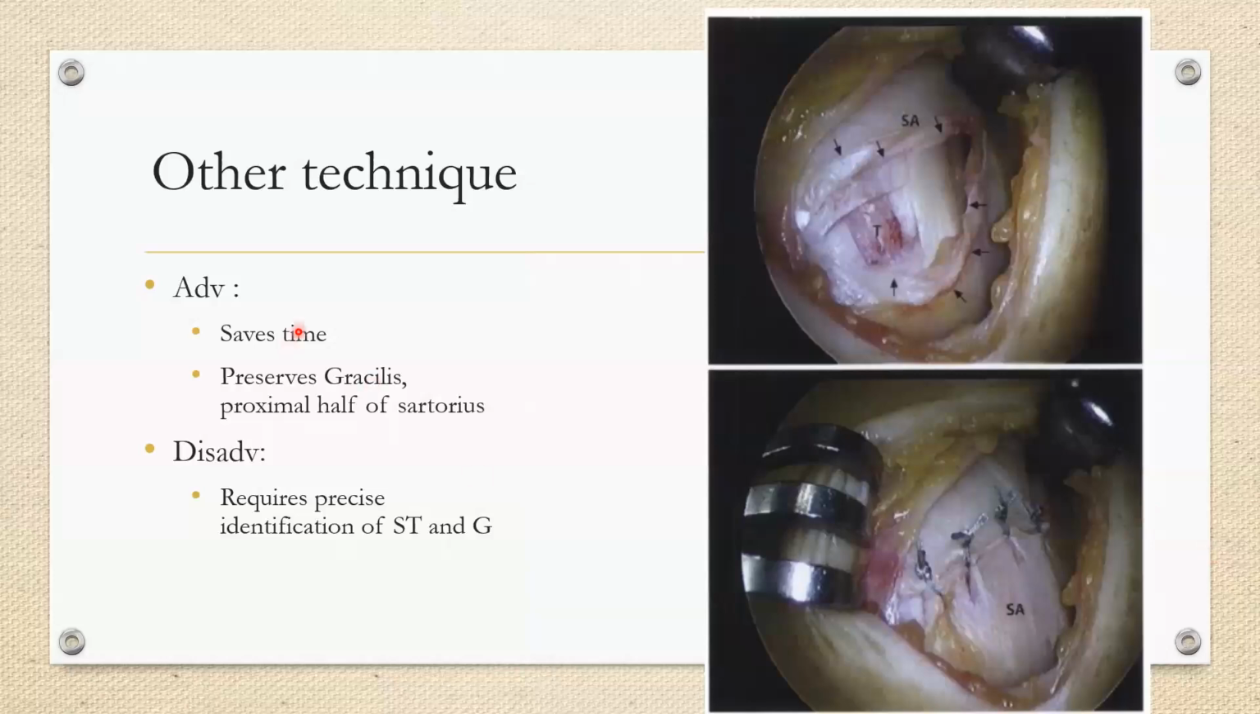The primary advantage of this technique is that since only a single tendon is being harvested, it saves time, and the rest of the anatomy is preserved. The gracilis as well as the proximal half of the sartorial attachments are preserved. One disadvantage is that it requires more precise identification of the semitendinosus and gracilis with the fascia in place, which might be challenging at the beginning.